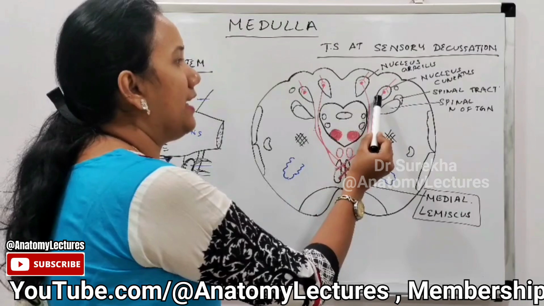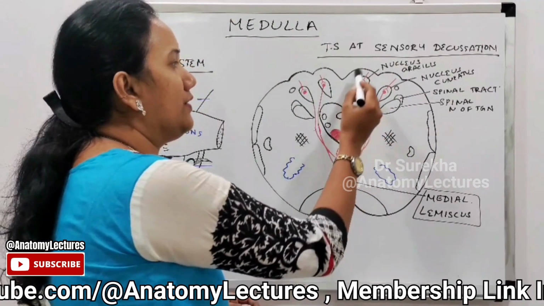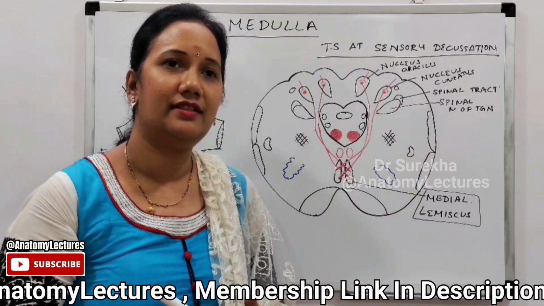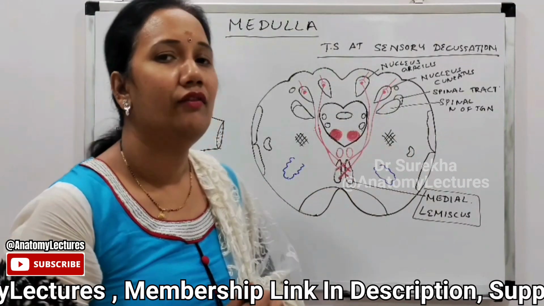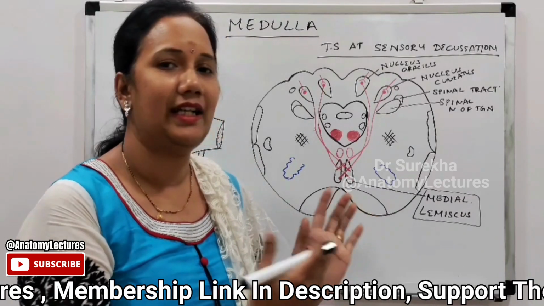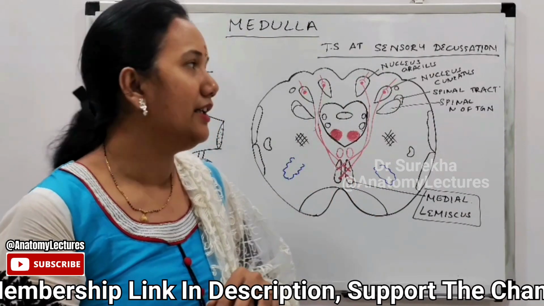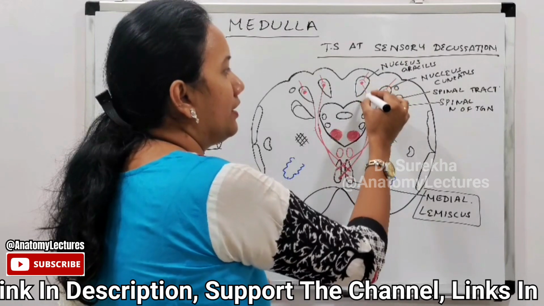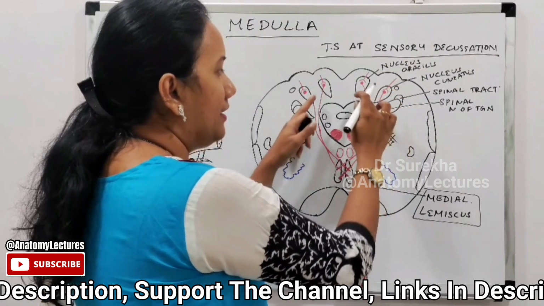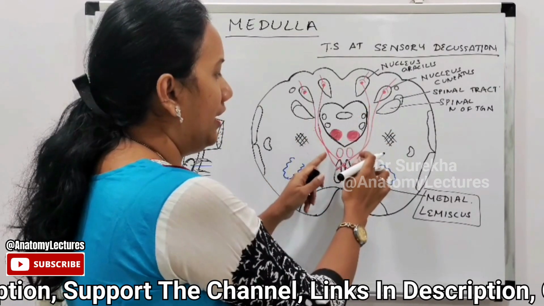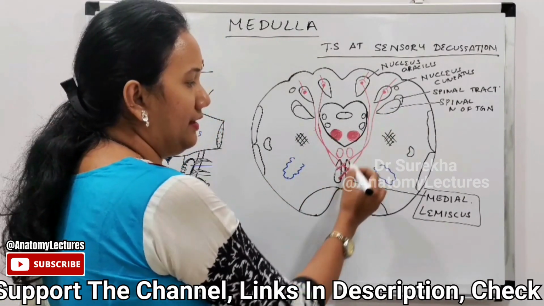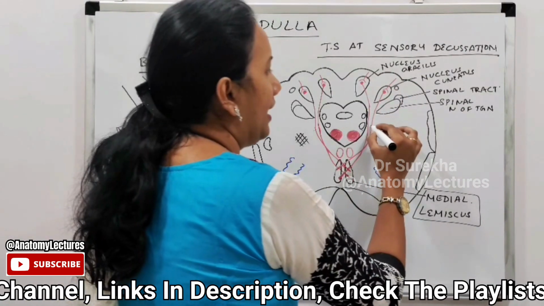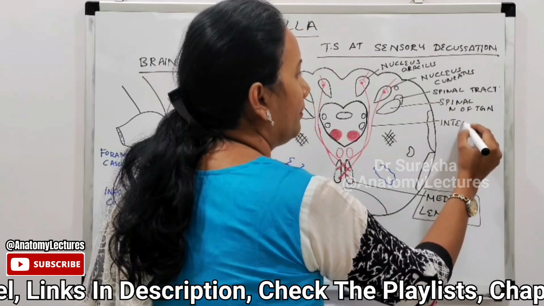The nucleus gracilis and nucleus cuneatus form the second order neurons for the sensations of position sense, vibration sense and discriminative touch, which the posterior columns carry. So these form the second order neurons, where there will be a relay. The fibers from the nucleus gracilis and nucleus cuneatus pass lateral to the central grey matter and cross over, and thus the medial lemniscus is formed. These fibers are referred to as internal arcuate fibers.